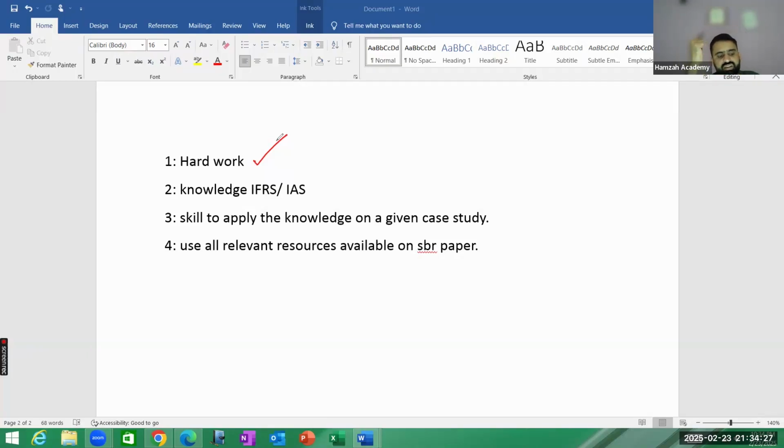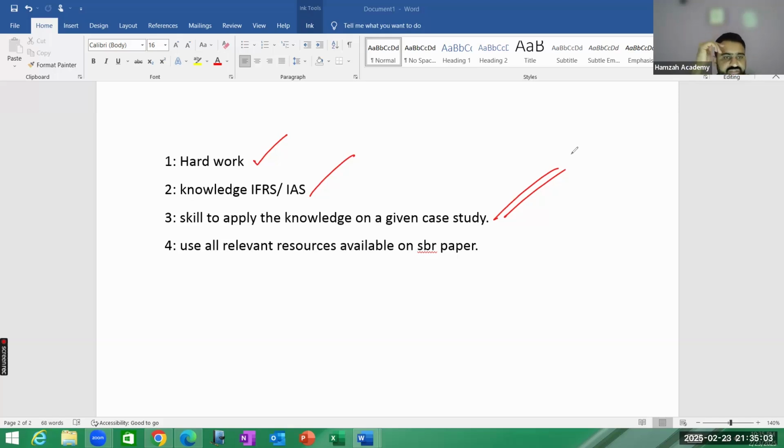Go through all the accounting standards and get the knowledge related to the transactions of the relevant standard, and through practice, develop the skill to apply that knowledge on a given case study. Then you are on the right path to pass the SBR, and be confident that the paper would be very easy for you. You just need to manage the time. Yes, time will be the challenge.